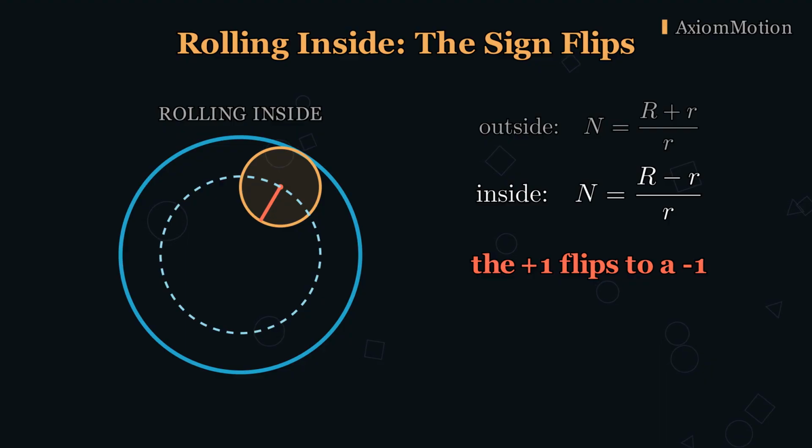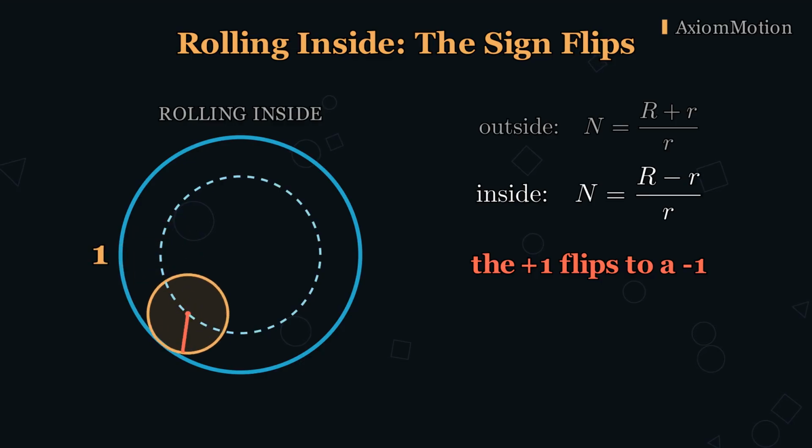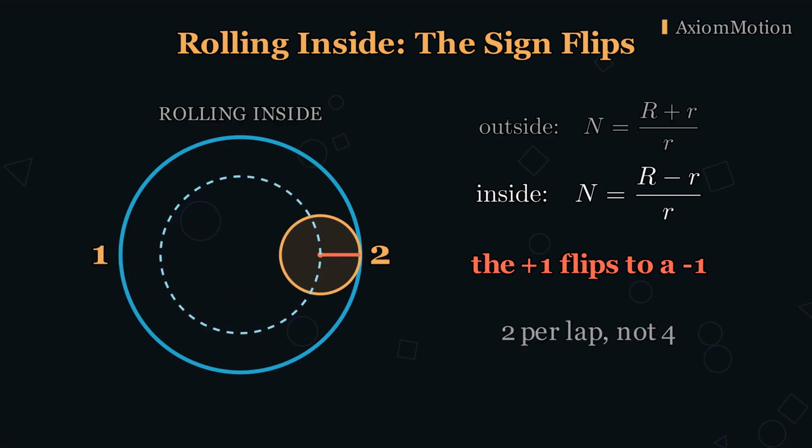The plus 1 has flipped to a minus 1. Going around the inside subtracts a turn. For a ring 3 times the radius of the coin, that means 2 rotations per lap, not 4. Same radii, same no-slip rolling, only the sign of the journey changed.